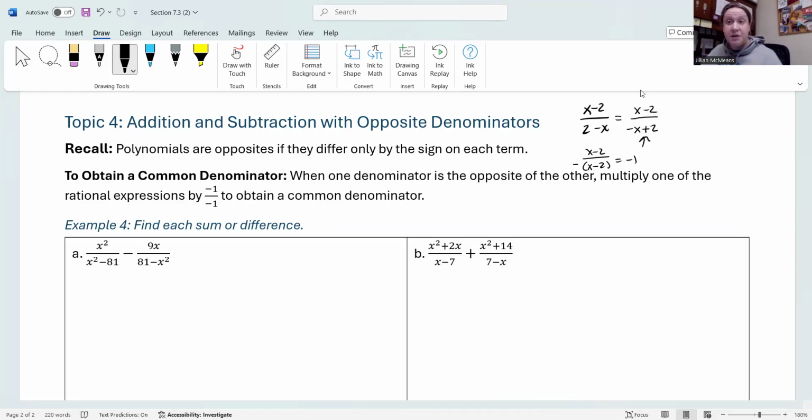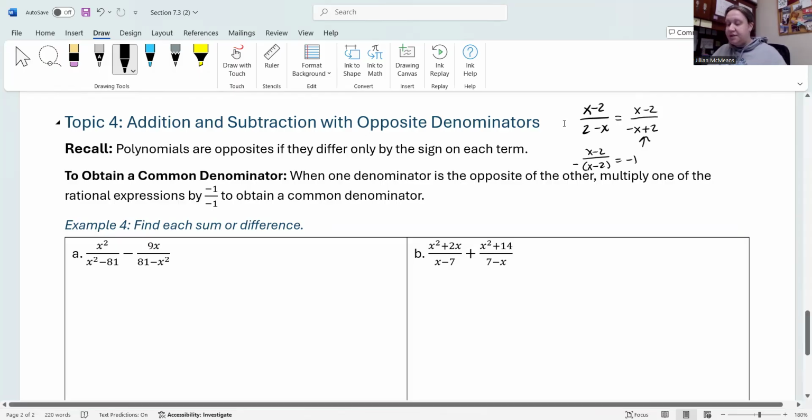We have to find a way to get a common denominator, okay? And for something like this, where your denominators are opposites, the way you get the common denominator is you can just multiply one entire rational expression by -1 over -1. And that kind of takes care of it. So let's look at this and see what is happening. If we look at example 4, it says find each sum or difference.